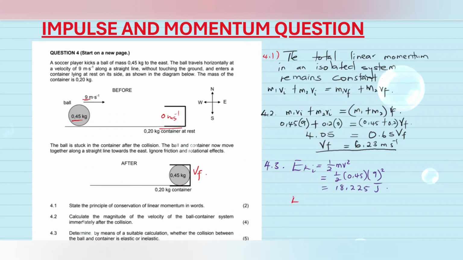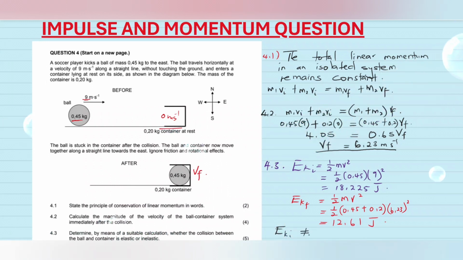Now let's see the final kinetic energy. It's half mv squared, but in this case our mass is for the ball and the container combined. So we add 0.45 plus 0.20 and multiply by our common velocity of 6.23 squared. This gives us 12.61 joules. So we can see that the initial kinetic energy is not equal to the final kinetic energy. Therefore, the collision is inelastic.